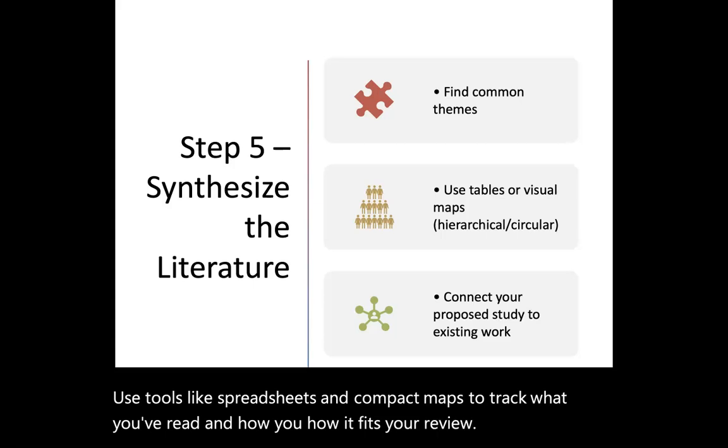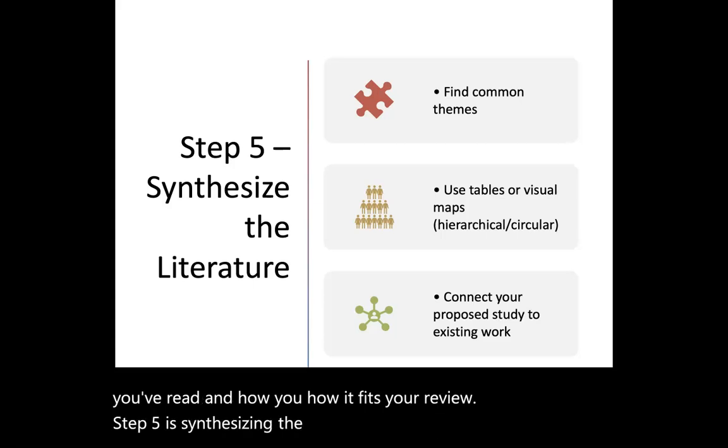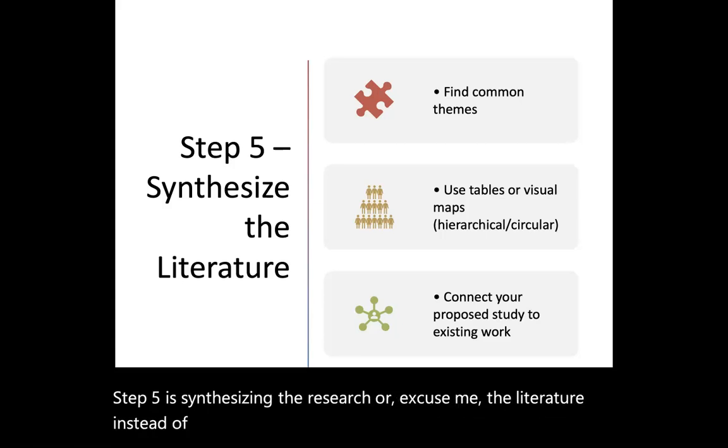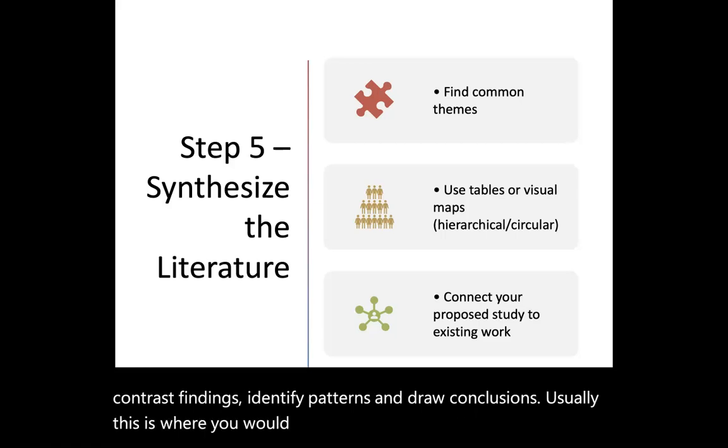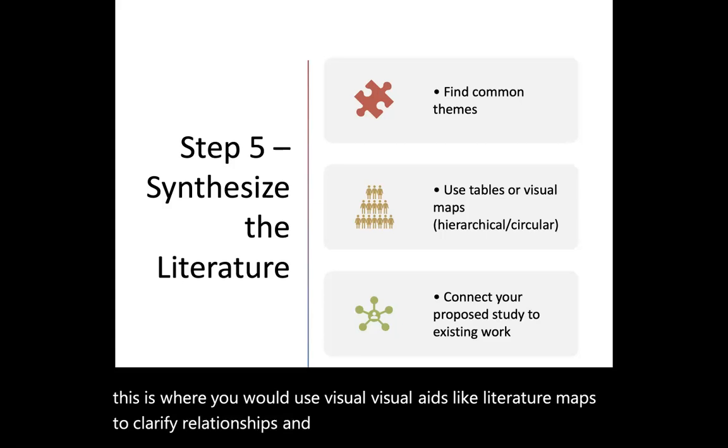Step five is synthesizing the research, or excuse me, the literature. Instead of summarizing each study, compare and contrast findings, identify patterns and draw conclusions. Usually, this is where you would use visual aids like literature maps to clarify relationships and support the study's justification.